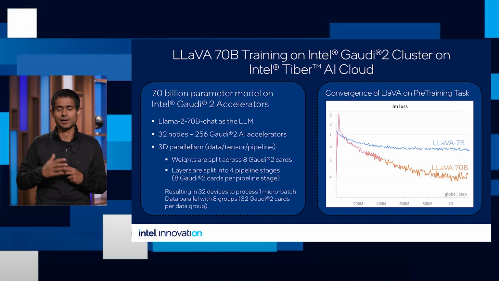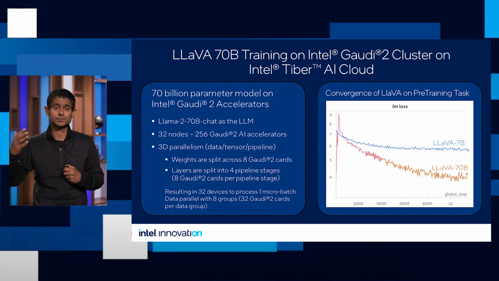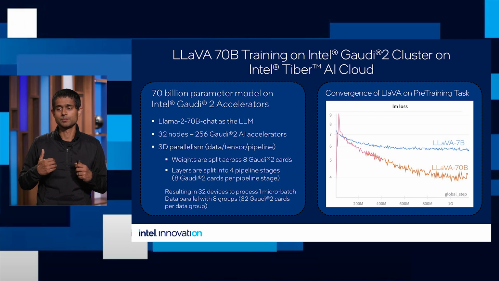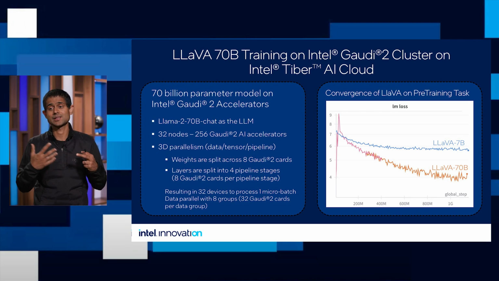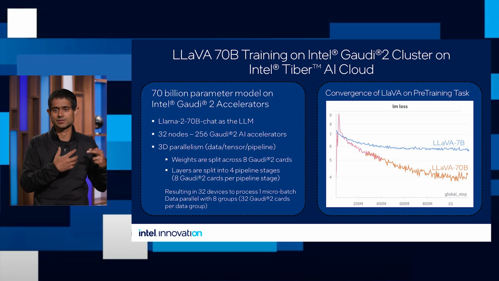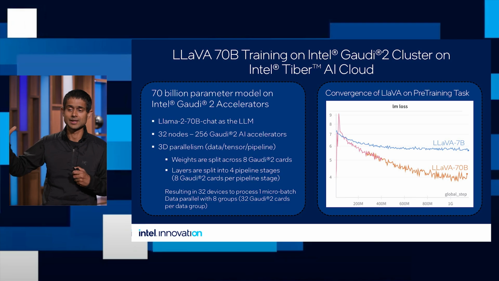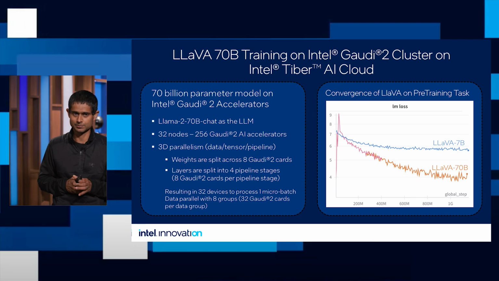models at this scale. And on the chart, we can see that as we scale up the model size from 7 billion parameters to 70 billion parameters, we see a better pre-training convergence loss. We see that the masked language modeling task, which is informed by the visual input, the image, converges to lower values and it converges faster as we scale up the model size from 7 billion to 70 billion parameters.